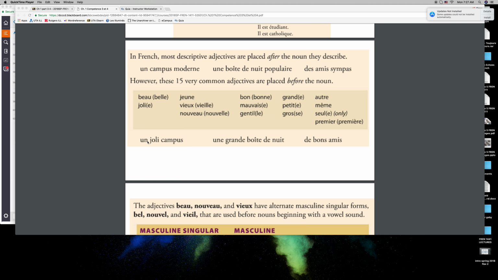So campus, it's a pretty campus, un joli campus. Okay? A big nightclub, une grande boîte de nuit. De bons amis, good friends. And you see how des changed to de? Because this adjective goes before the noun and it's plural.